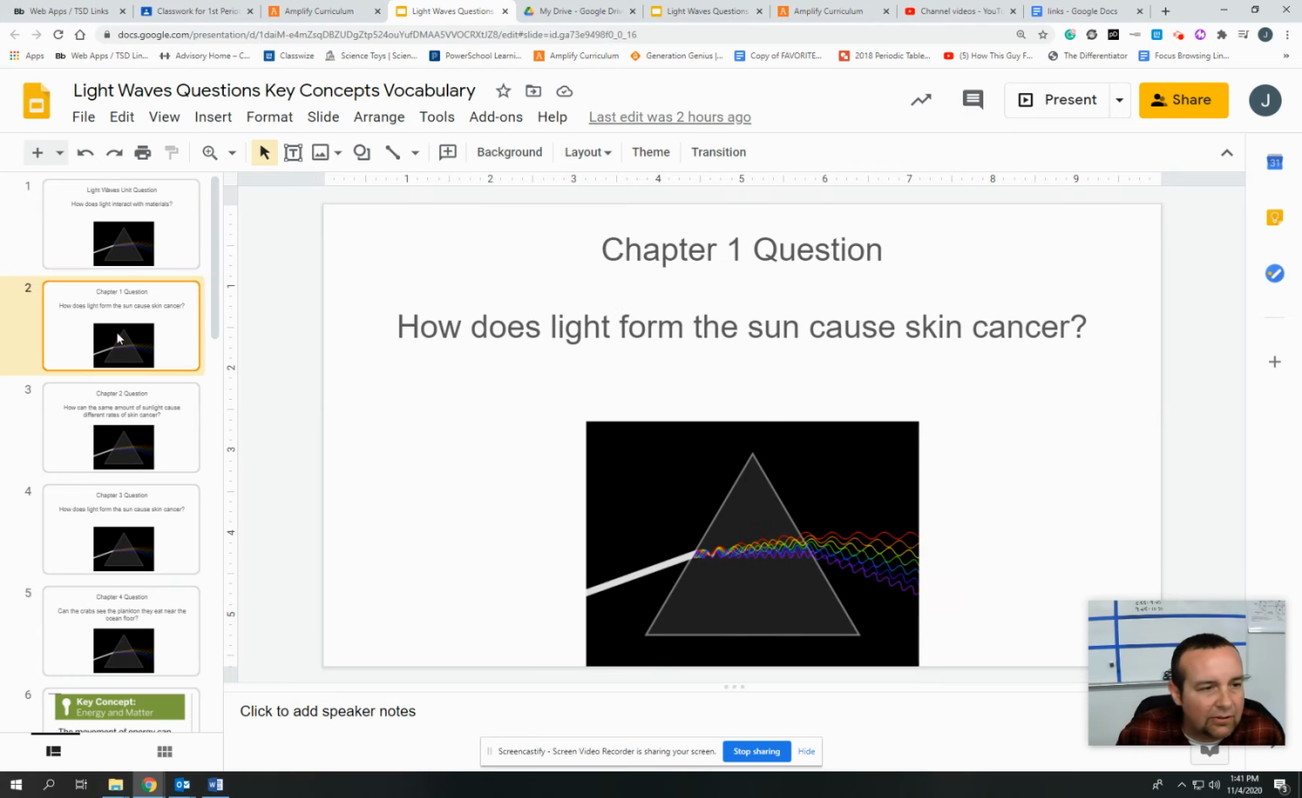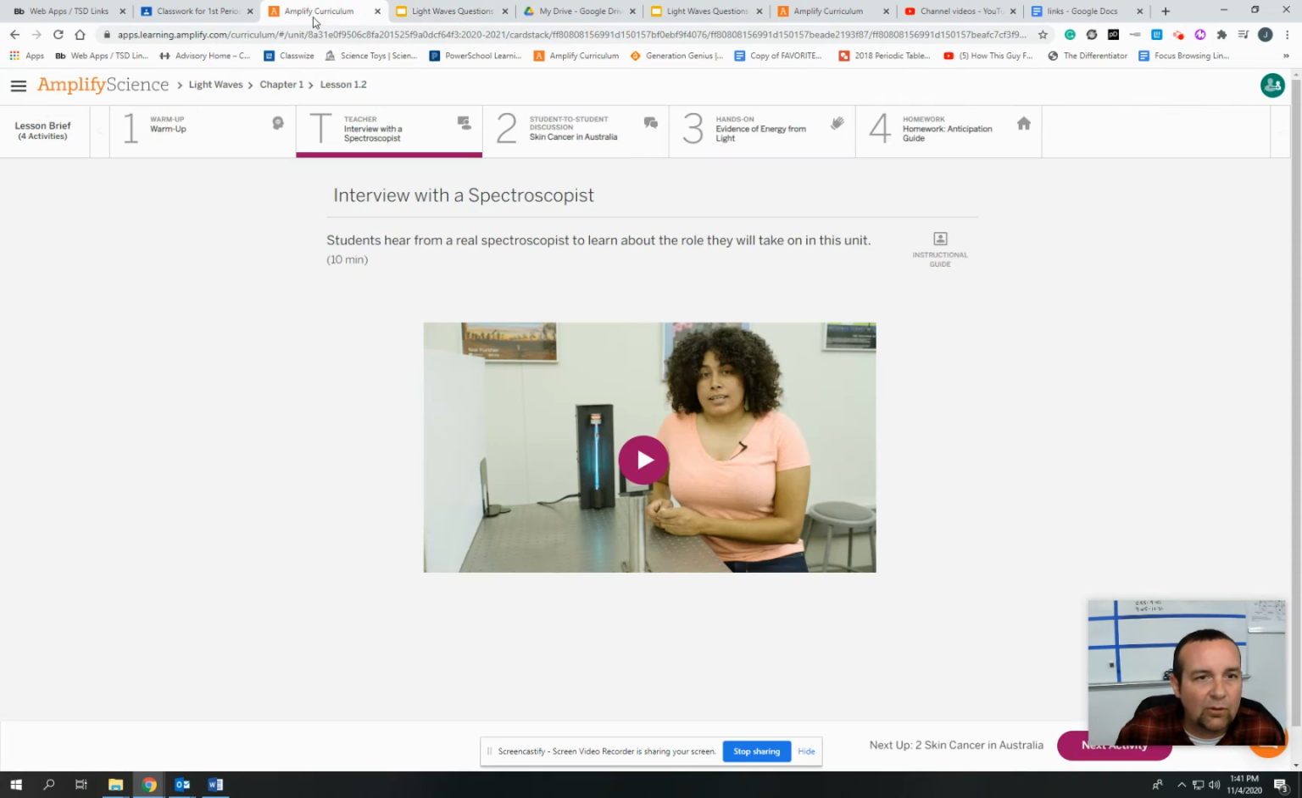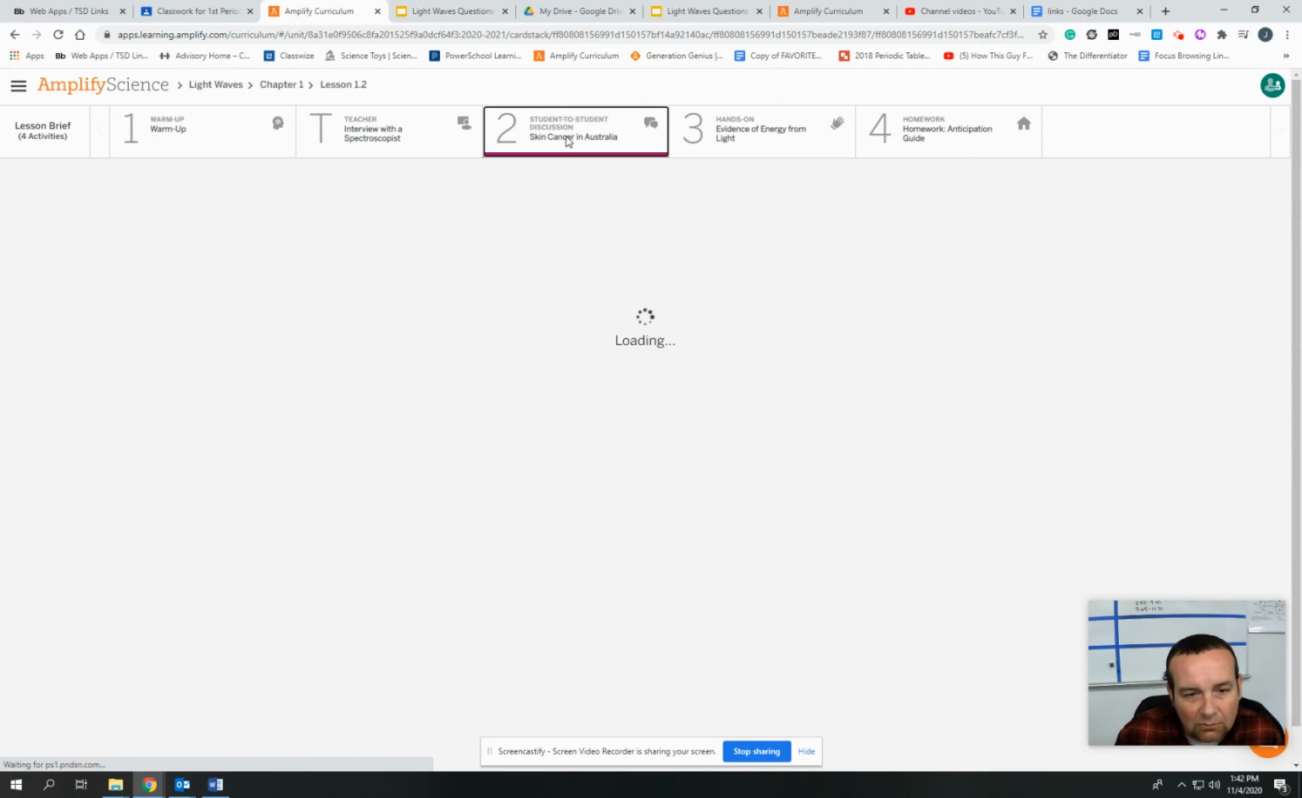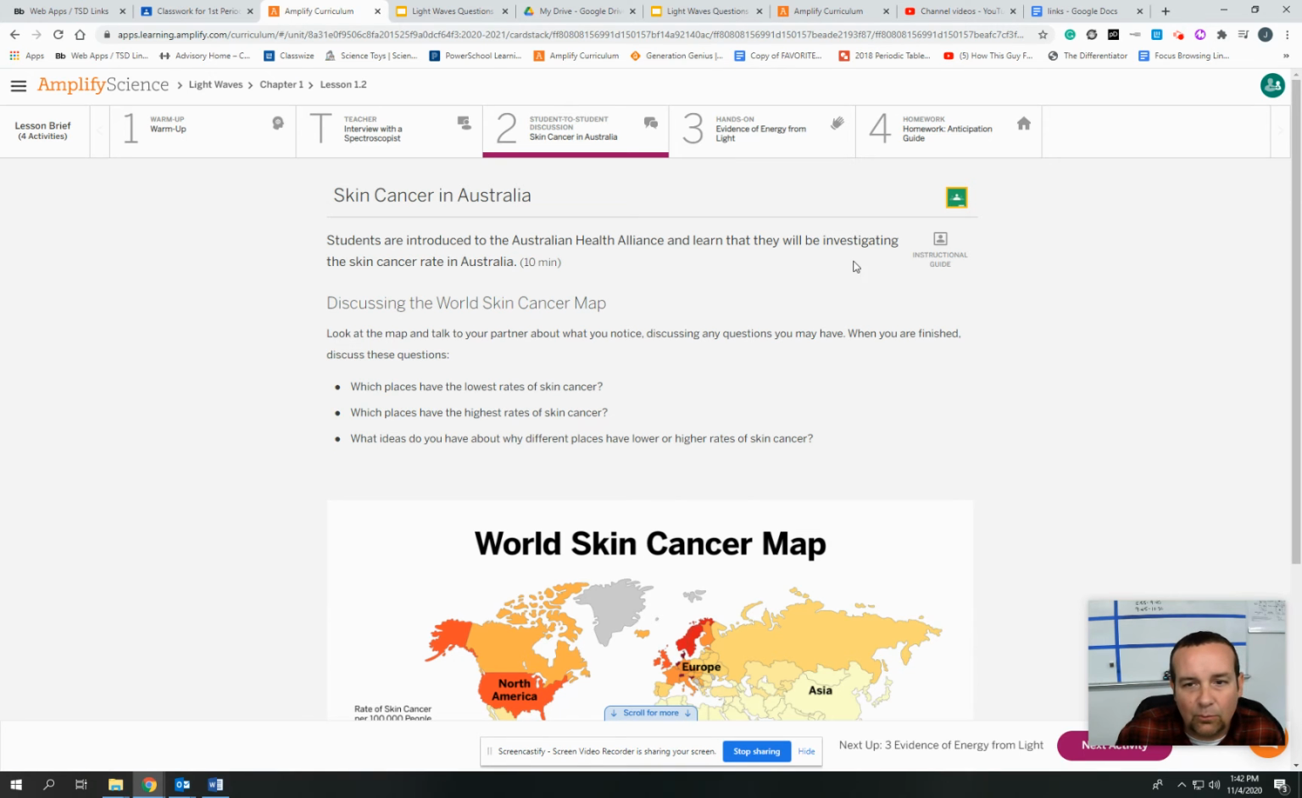So what we're going to do, again, going back to our unit question, which is, how does light interact with materials? And our chapter question, how does light from the sun cause skin cancer? So we're talking about the interaction of the sunlight and skin, and we're using cases of skin cancer to do that. So back over here in Amplify, we're going to dive into this little world map.